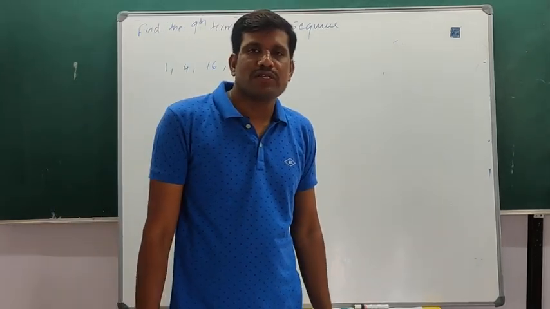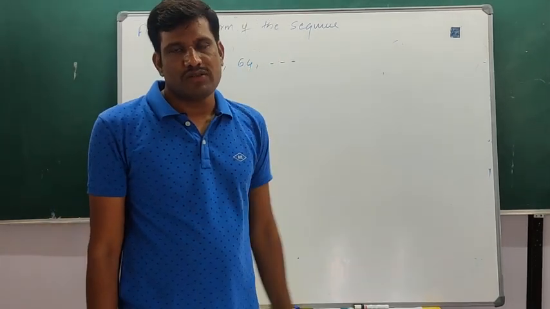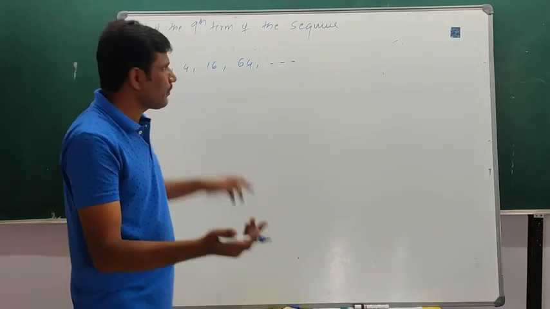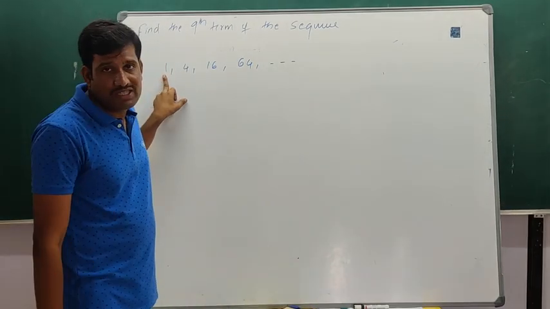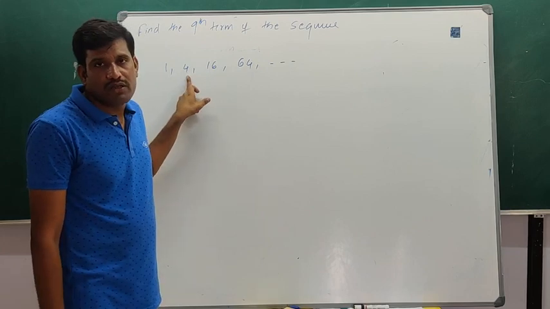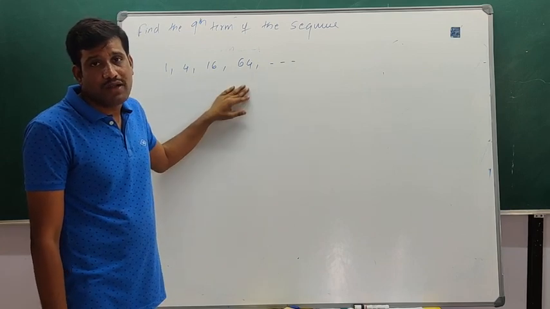How can we say that the given sequence is an AP? Just find the common difference. If the common difference is the same, that is an AP. What is the common difference? 4 minus 1 is 3. 16 minus 4 is 12. The common difference is not the same. Therefore, this is not an AP.